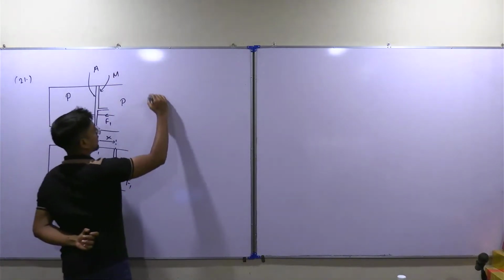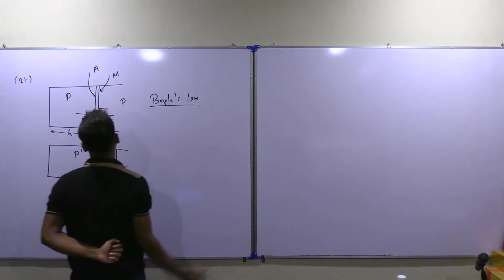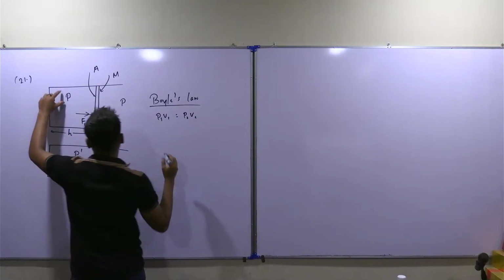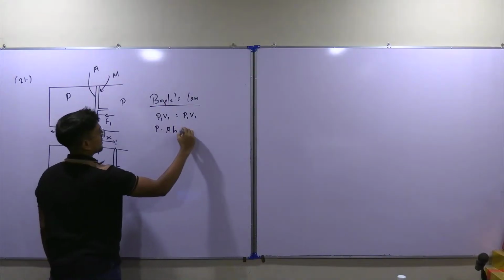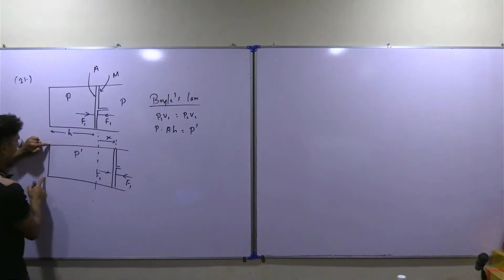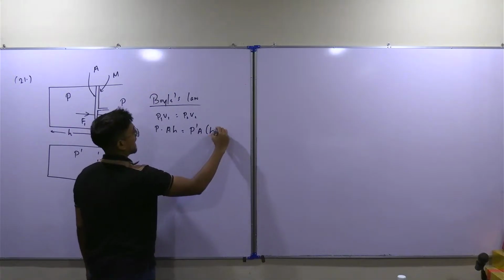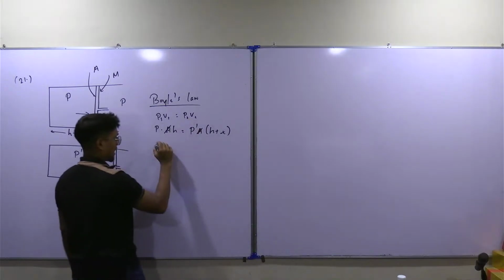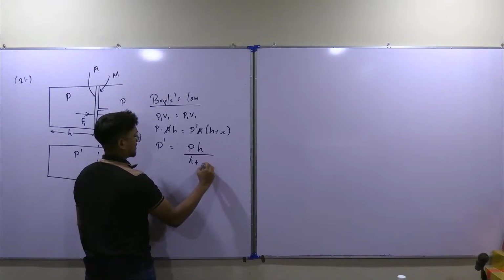You can apply Boyle's law. When you apply Boyle's law, P1 V1 equals P2 V2, right? Initial pressure is P. Initial volume is cross-sectional area times H. Final pressure, I took it as P dash. Volume is A times, this length is how much? This length is H plus x. So that is A times (H plus x) in total. So you can cancel A. Now you have the pressure inside the tube as PH over (H plus x), right?